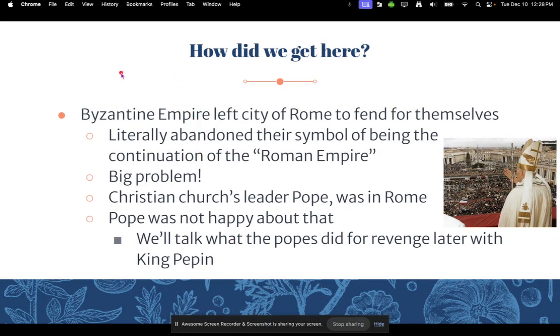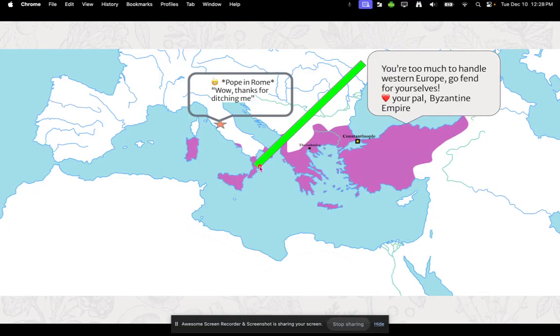So, the Byzantine Empire left the city of Rome to fend for themselves. They literally abandoned their symbol of being the continuation of the Roman Empire, which is a huge problem because the Christian church's leader was the Pope, and he lived in Rome. And the Pope was not happy about that. So, we'll talk about what the Pope does for revenge a little bit later in the slideshow.